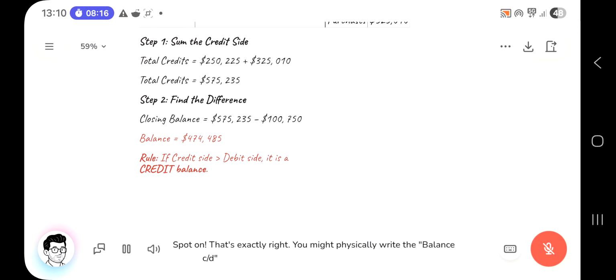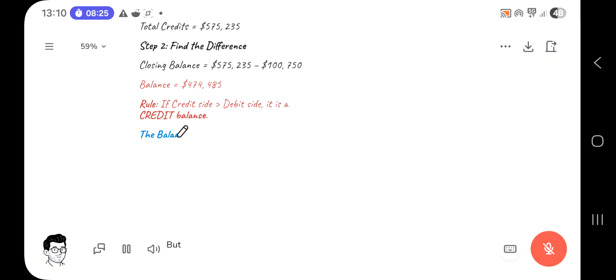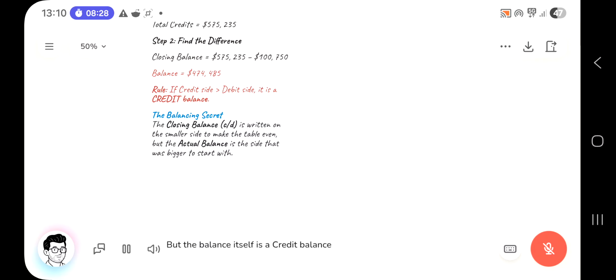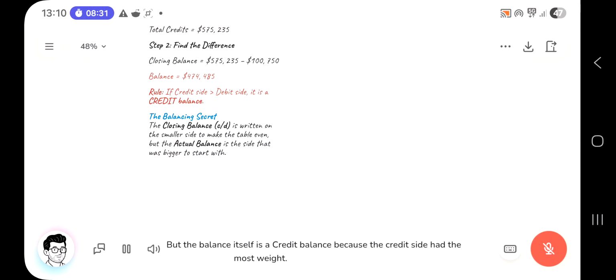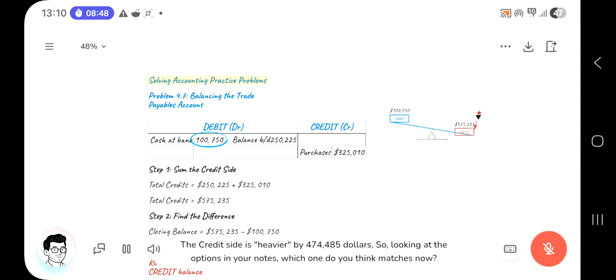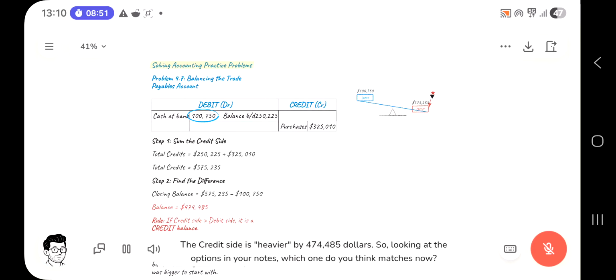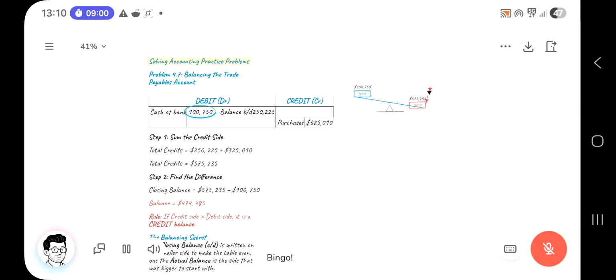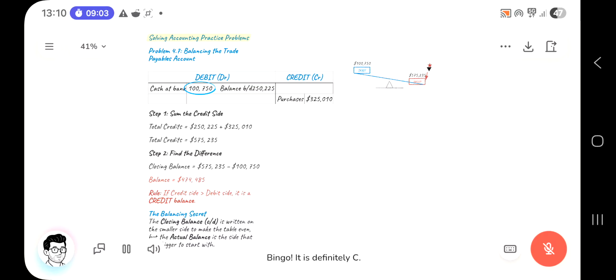You might physically write the balance C/D on the debit side just to make the columns equal. But the balance itself is a credit balance because the credit side had the most weight. Think of it like a seesaw. The credit side is heavier by $474,485. So, looking at the options in your notes, which one do you think matches now? Bingo! It is definitely C.